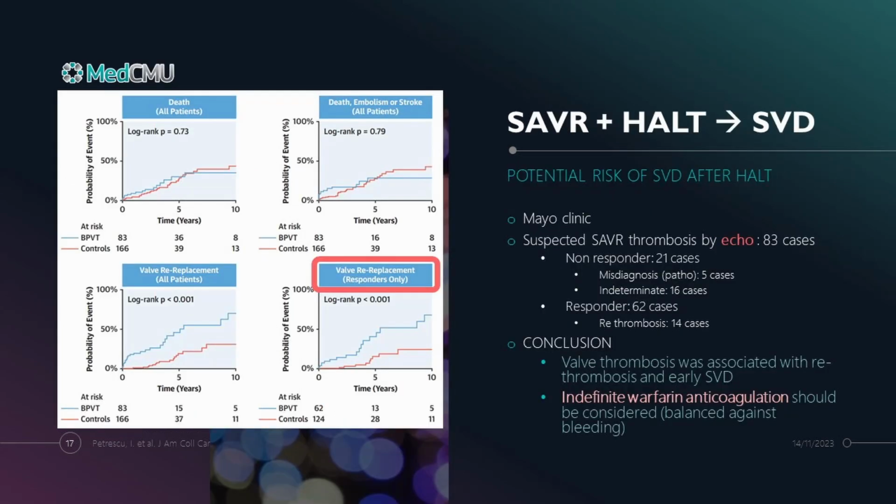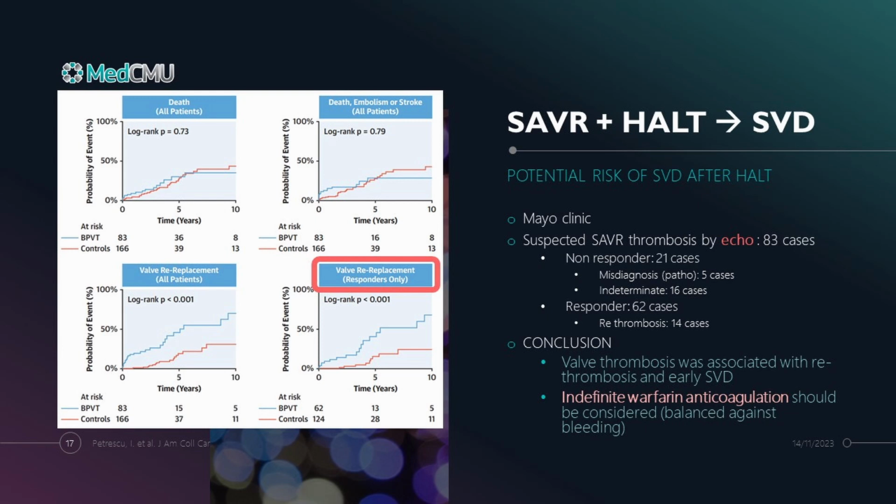And is thrombosis the nidus or the predisposing factor that increases the rate of structural valve dysfunction or not? Right now, we still don't know because the long-term outcome of TAVR is still not established yet. But if you look at the data from the surgical valve, there is one study from the Mayo Clinic that used echo to diagnose the potential thrombosis of the surgical valve. They identified 83 cases, and after that they gave oral anticoagulation to the patients. The 21 cases were non-responders.